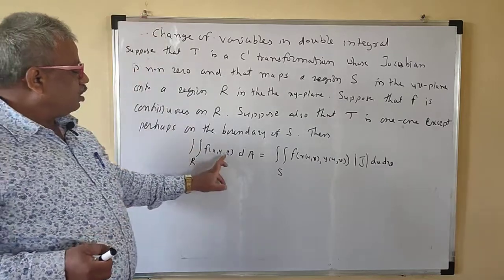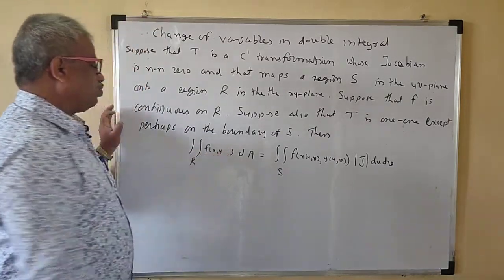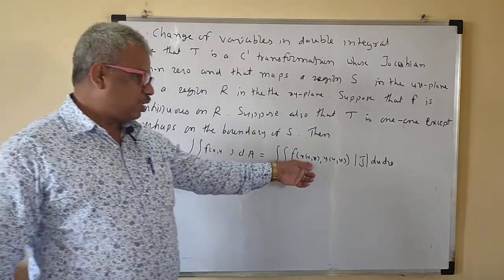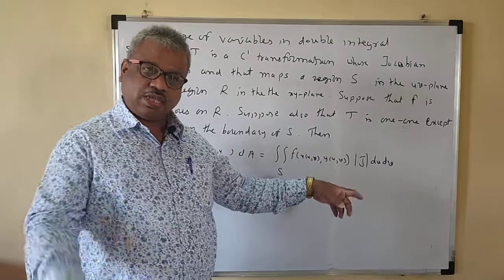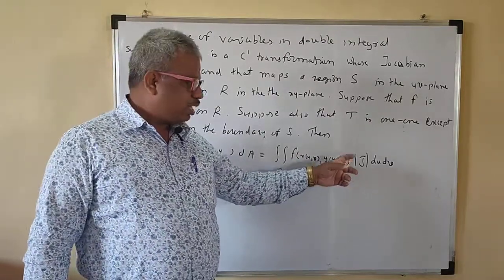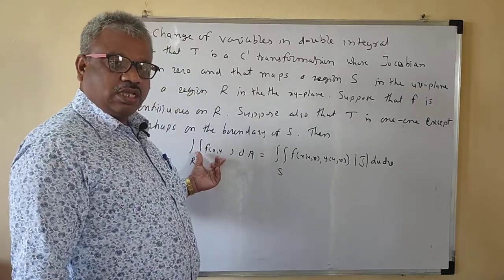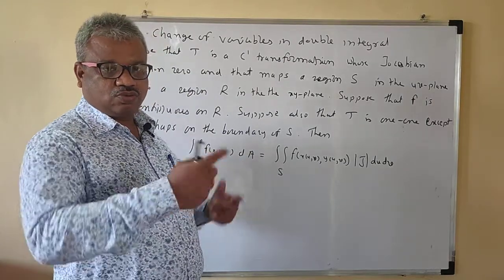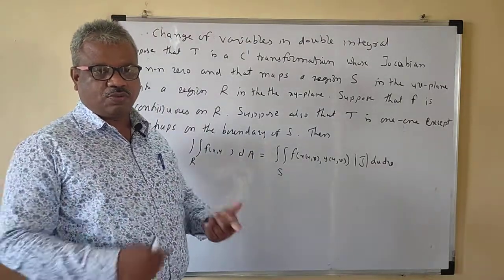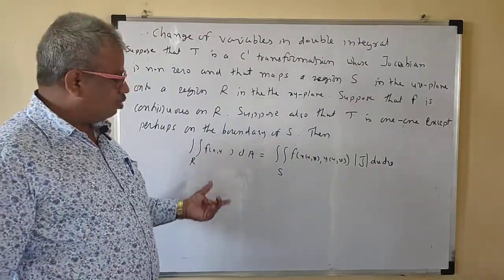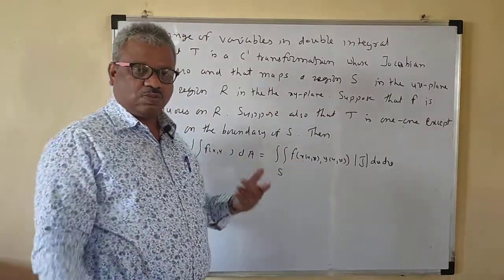The double integral of f(x, y) dA is equal to the integral over the new region, where x is changed into a function of u and v, and y is also changed into a function of u and v. Then you have to find the Jacobian of that. This is the change of variables. You know that in one variable, if you use substitution, you have to change the limits also. The same thing here: your region of integration will now change.